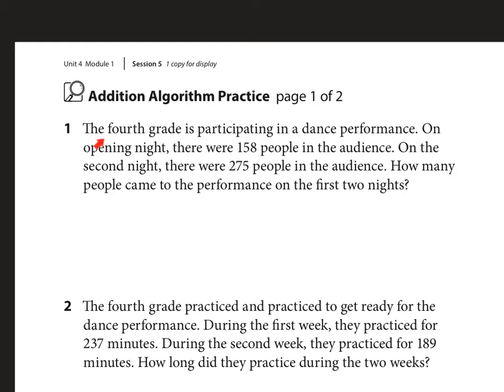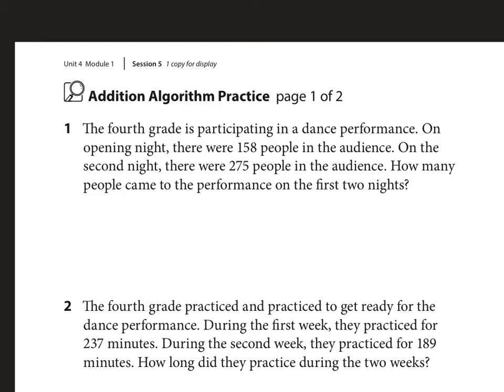So the fourth grade is participating in a dance performance. On opening night, there were 158 people in the audience. On the second night, there were 275 people in the audience. How many people came to the performance on the first two nights?